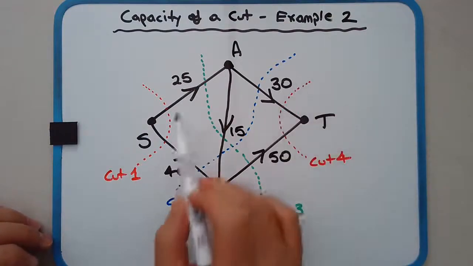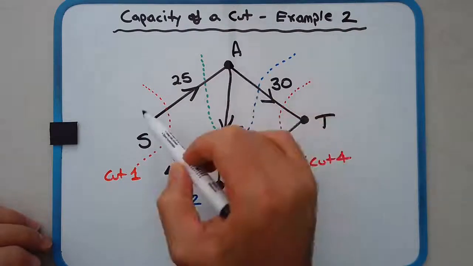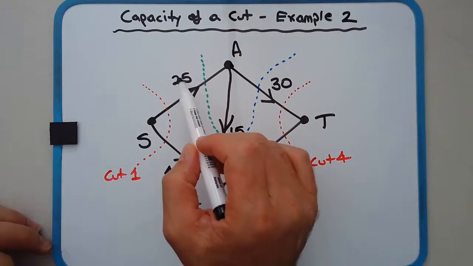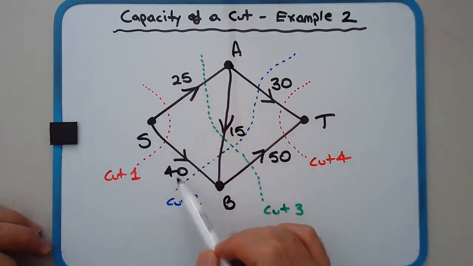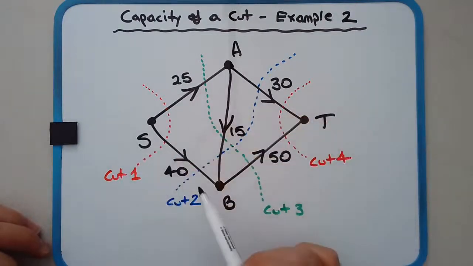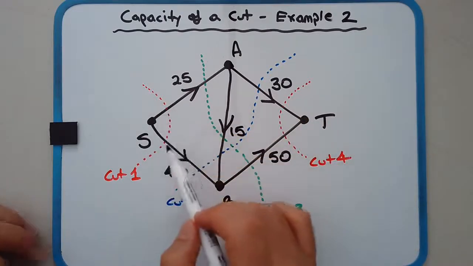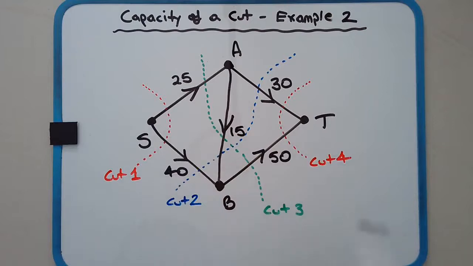So cut 1 cuts edge SA and SB, for example. That doesn't actually mean that there's 25 plus 40 units of flow happening at that point. It just means that that is in fact the capacity of those pipes or the roads or lines or whatever at that point in the network. Okay, working out the maximum flow of the entire network is something else. So all we're doing is just calculating the capacity of these 4 cuts.